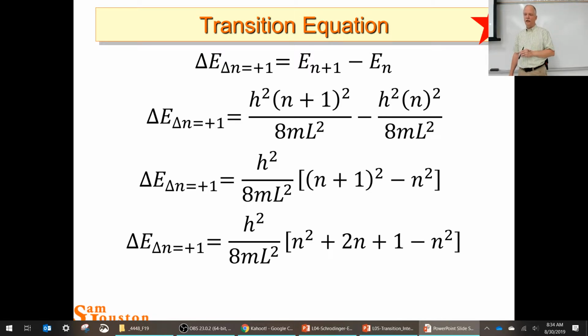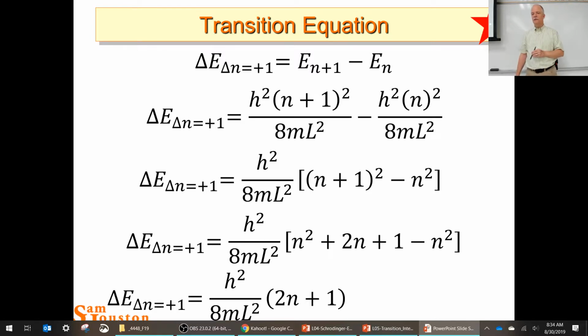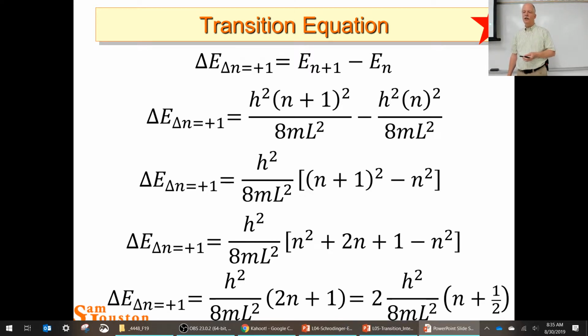Okay. So n squared plus 2n plus 1 minus n squared. And so it simplifies to this. We have this piece out front times 2n plus 1. A lot of times that 2n is pulled out and it'll be n plus a half. And then over there we'll cancel that 2 with the 8 and have 1 over 4. So let's now see what this, well, let's do one for n plus 3, right? It can go up by 1, it can go up by 3. So what's the transition equation? Well, actually I did the simplification here.